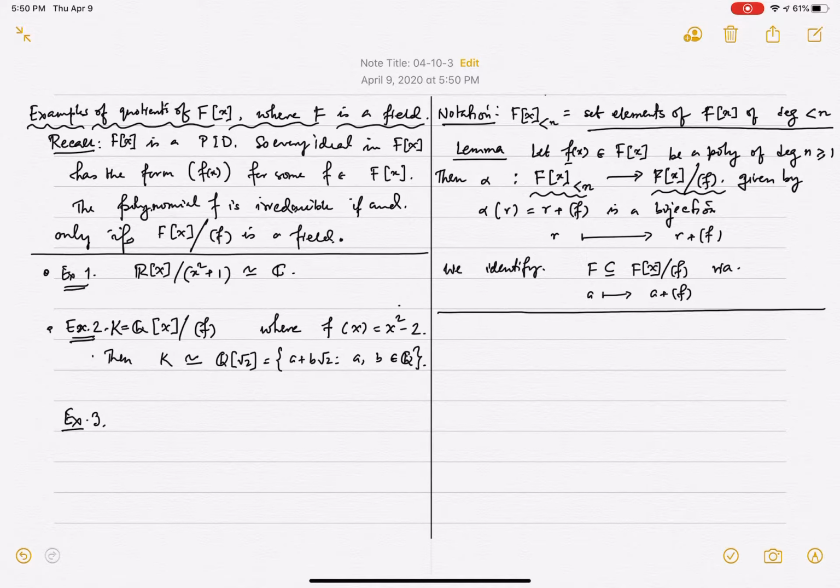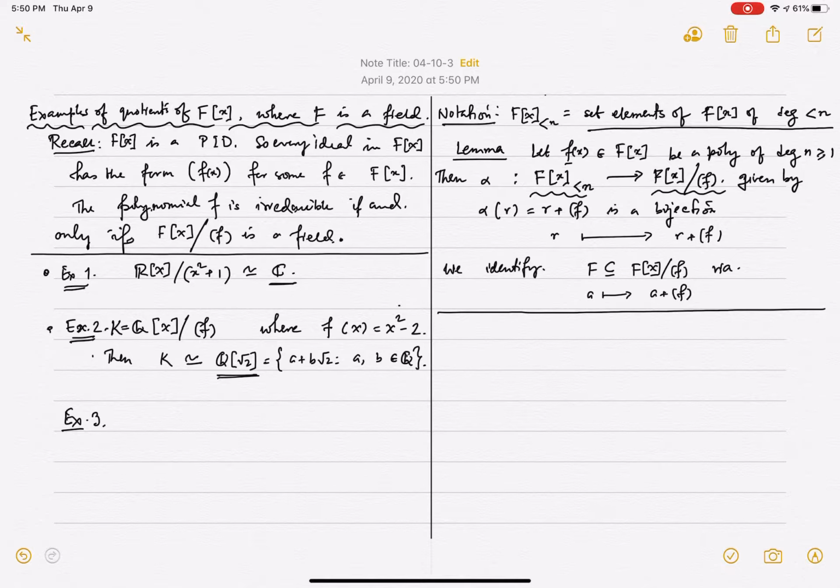In both these cases, the fields that you got were fields that you could actually recognize. In this case, it was C. In this case, it was Q adjoin square root 2. We call this field Q adjoin square root of 2. So it's a subfield of the real numbers.